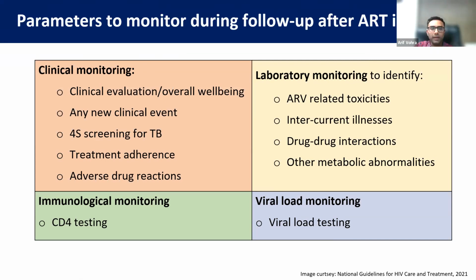Then the child himself or herself will tell you, or the parents will tell you. Then always screen for tuberculosis. Check for treatment adherence. You can always do a pill count or any other things for checking the treatment adherence. Look for any adverse drug reactions.